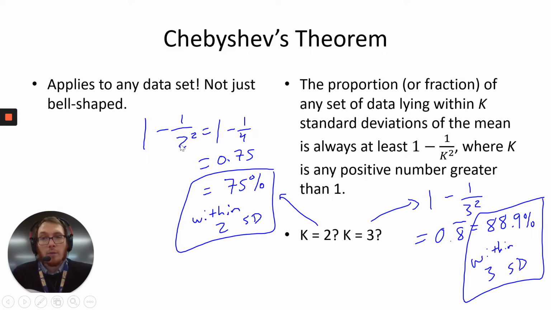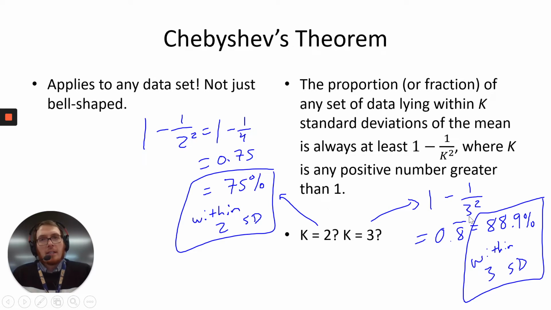1 minus 1 over 2 squared is 1/4, and that's 75%. So no matter what the data looks like, 75% of all data will be within 2 standard deviations. Notice, if it was bell-shaped, it's 95%. If it doesn't know if it's bell-shaped or if it's not, then it's only 75%. If I take that to 3, if k equals 3, it's going to be up to 88.9% within 3 standard deviations if I plug in 1 minus 1 over 3 squared.